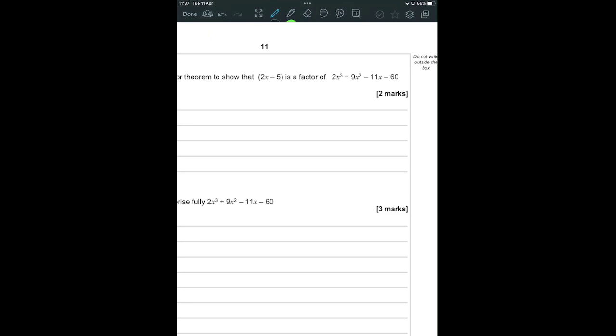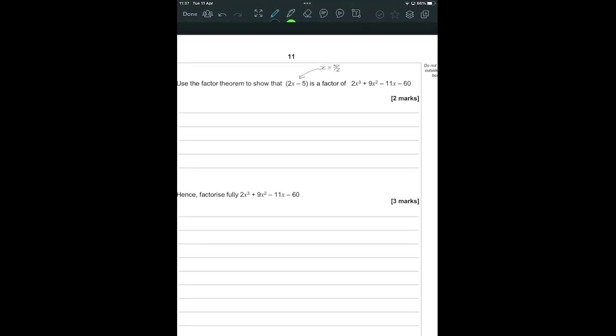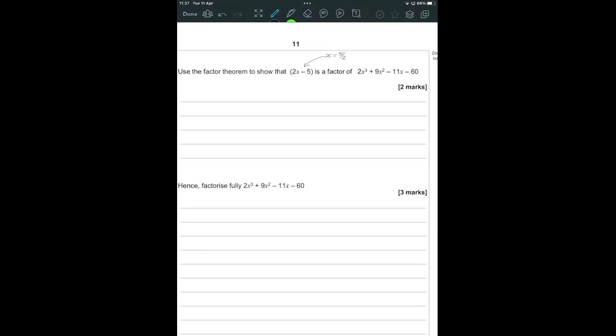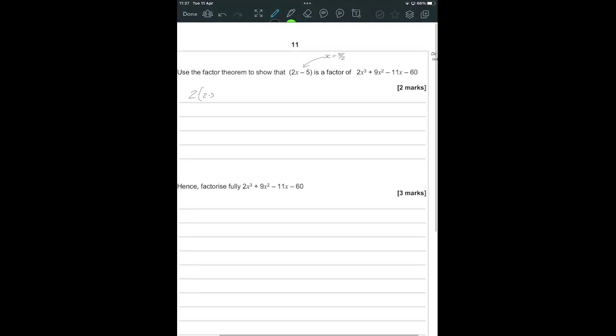Remember, the factor theorem says that something is a factor if and only if the corresponding answer is a root, makes the thing equal to 0. So here we have the root from that bracket is 5 over 2, or 2.5. So the factor theorem says if, when I sub in 2.5, I get 0, then that thing is a factor. So let's sub in the 2.5. 2 times, and now it's a calculator job.